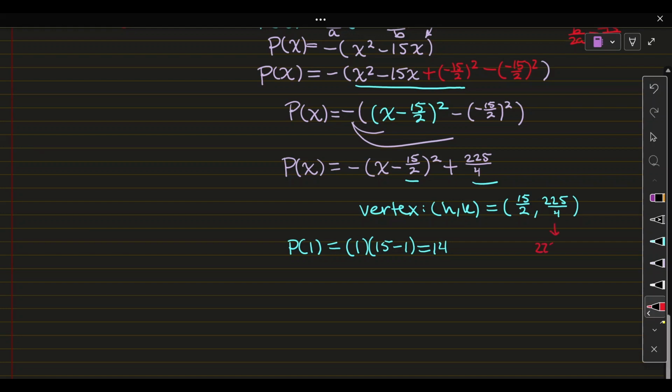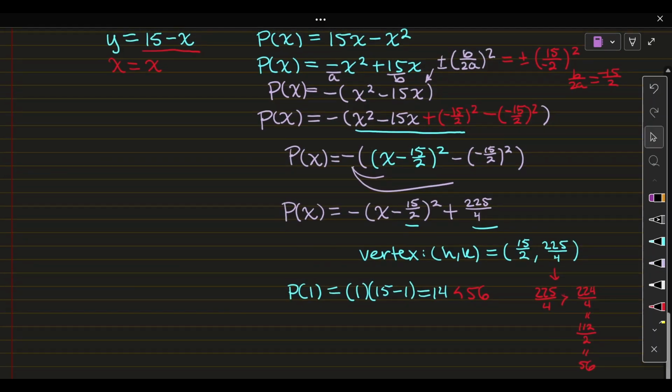So 225 over 4 is going to be greater than 224 over 4. 224 over 4 is the same as 112 over 2, which is the same as 56. 56 is much greater than 14, so we must have had a maximum, and that maximum product is p of x at 15 halves. P of x represents my product in terms of x, and the maximum product was 225 over 4. So this was my max product.